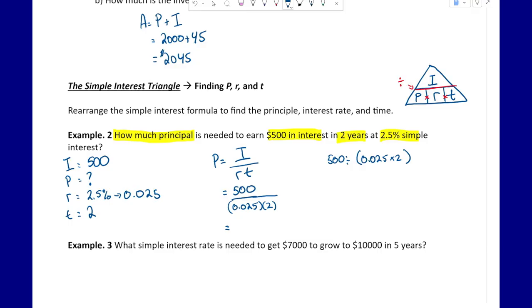If you have a calculator that allows you to put in the fraction, then by all means you can go right ahead. You don't have to worry about that. We do our calculation and we should get 10,000. So therefore, you need a $10,000 principal. Or in other words, you need to start with $10,000 to earn 500 in 2 years at this rate.